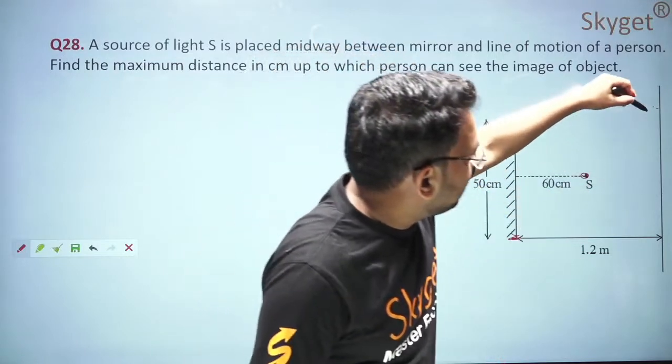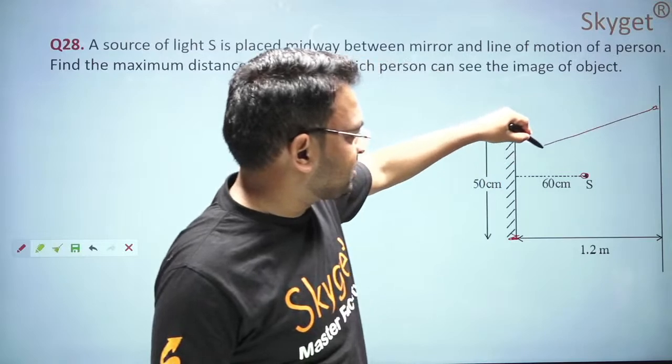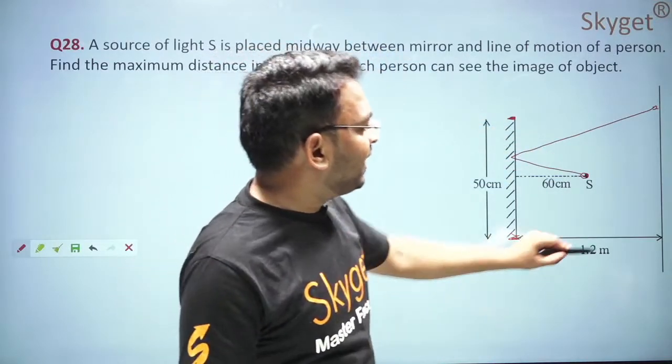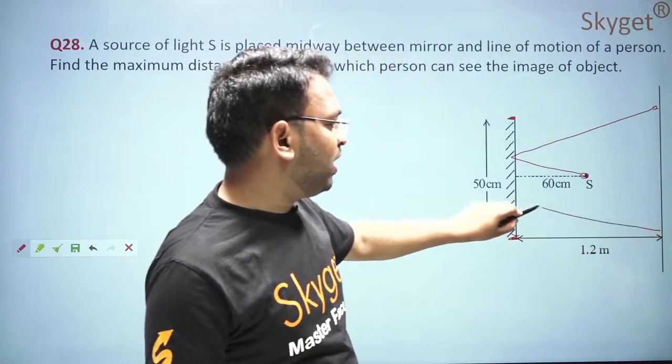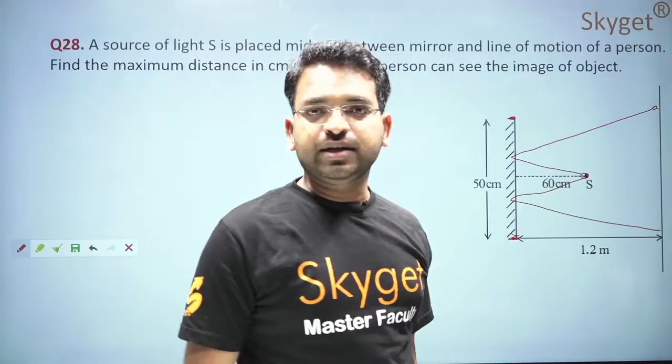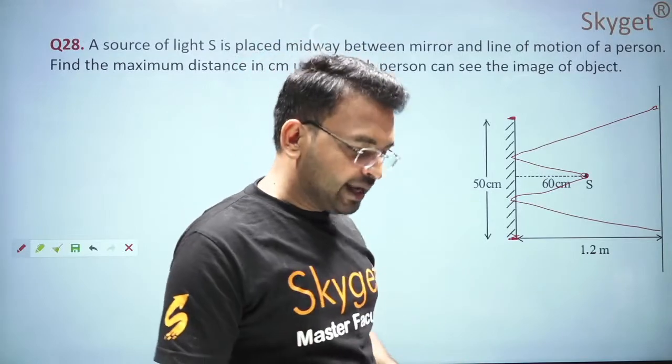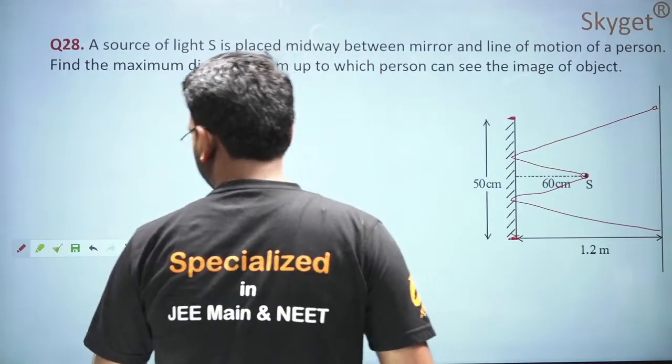Why? Because this is the object, light is coming from here, it is reflected in the mirror, coming to my eyes, and I can see that. I can see any object over here, yes, because light is coming from here, then coming to my eyes, right? So up to how much distance can I see that? So let's solve how to do that.